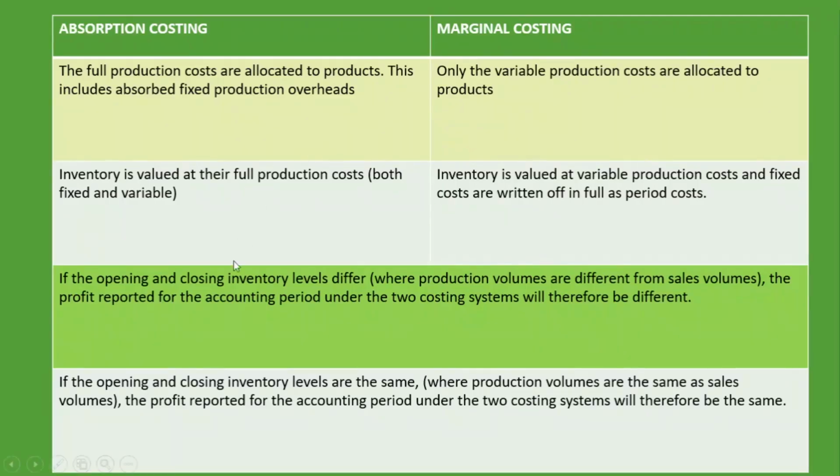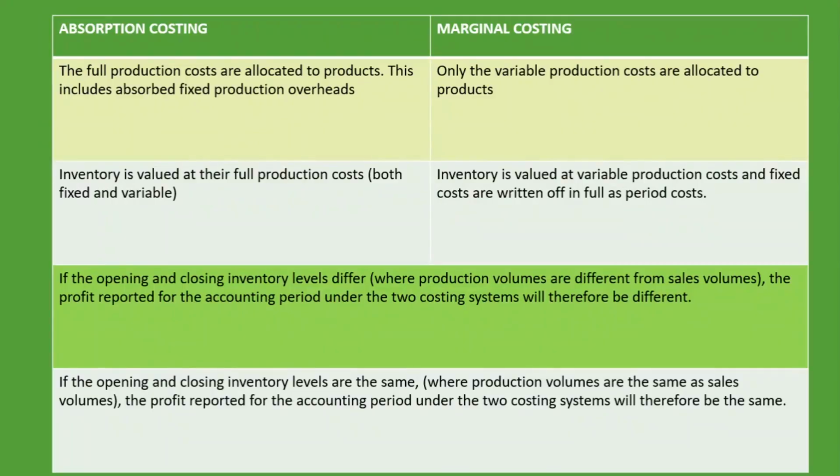So if the opening and closing inventory levels differ, that is where production volumes are different from sales volumes. The profit reported for the accounting period under the two costing systems will therefore be different. I hope that has made sense. So you have opening balance and you have closing balance. If the two will be different, if for instance you had 50 for opening balance and for closing balance you have 100, that means they are both different. If the two are different, that means that the profit reported under the two costing systems will be different.